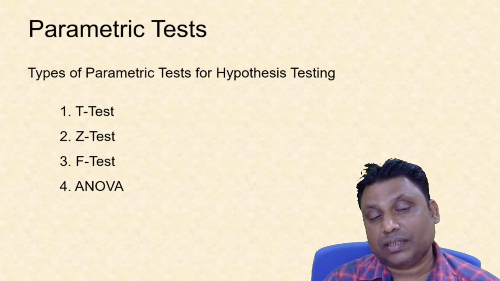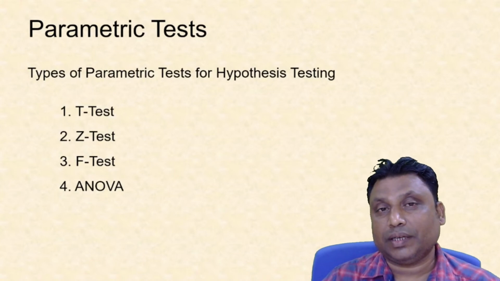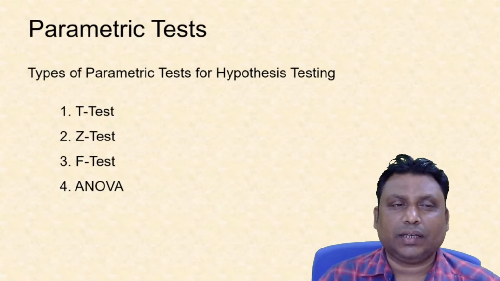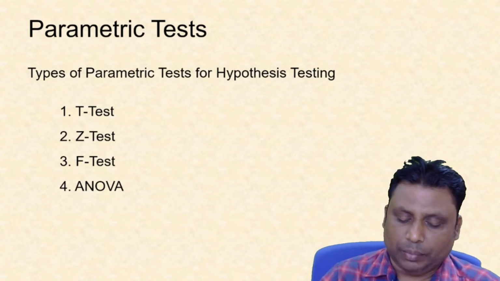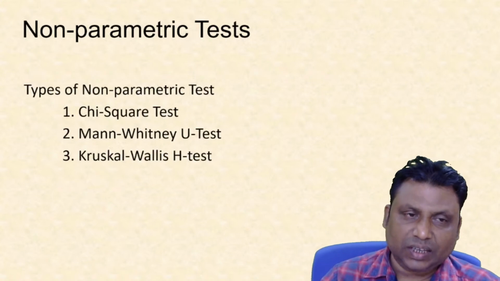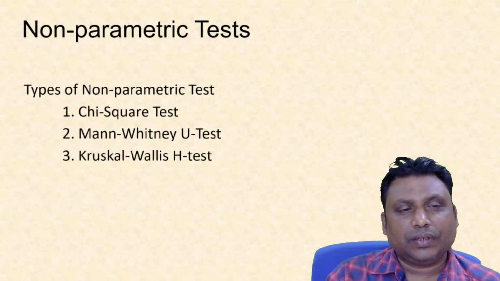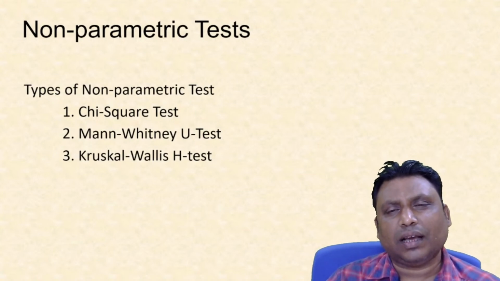The chi-square test and the analysis of variance test: some researchers use them as parametric tests, and somewhere they are not used as parametric tests; this is a non-parametric test. But most researchers now use the four techniques generally as parametric tests. Another group is the non-parametric test types: the chi-square test, the Mann-Whitney U test, and the Kruskal-Wallis test.